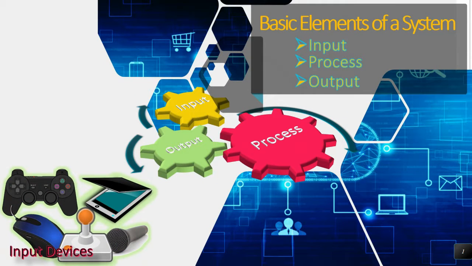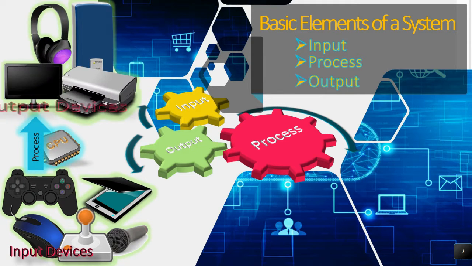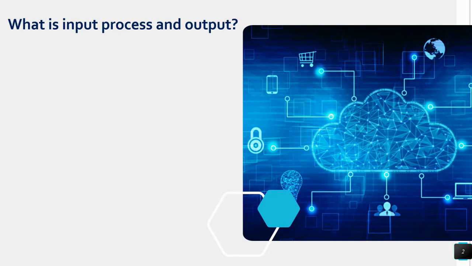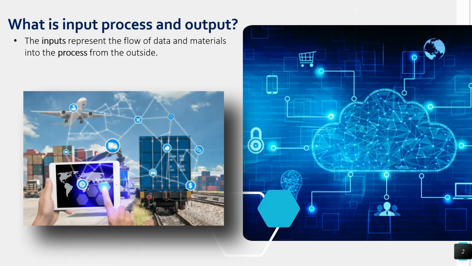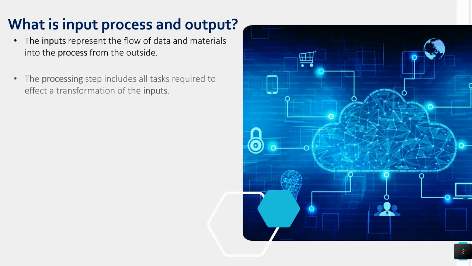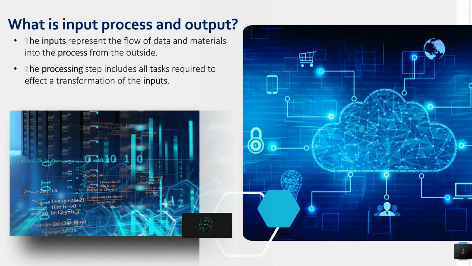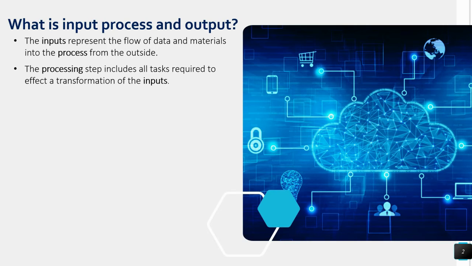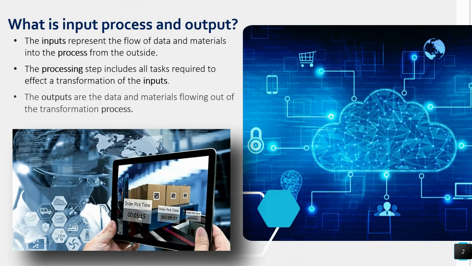Input. Process. Output. What is input, process, and output? The inputs represent the flow of data and materials into the process from the outside. The processing step includes all tasks required to effect a transformation of the inputs. The outputs are the data and materials flowing out of the transformation process.